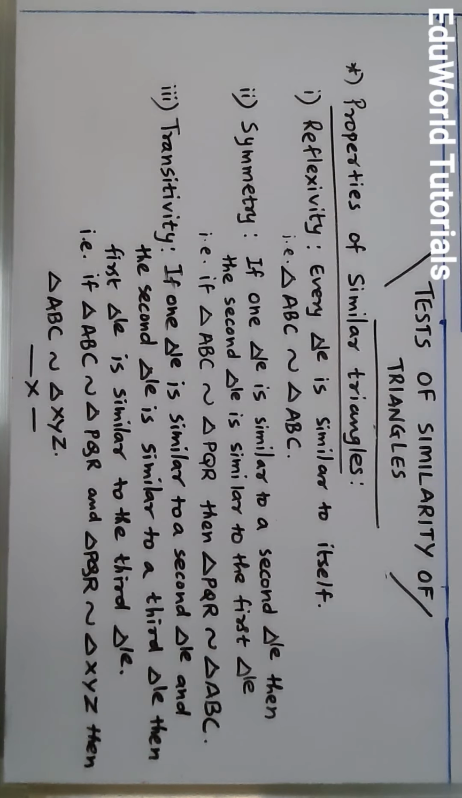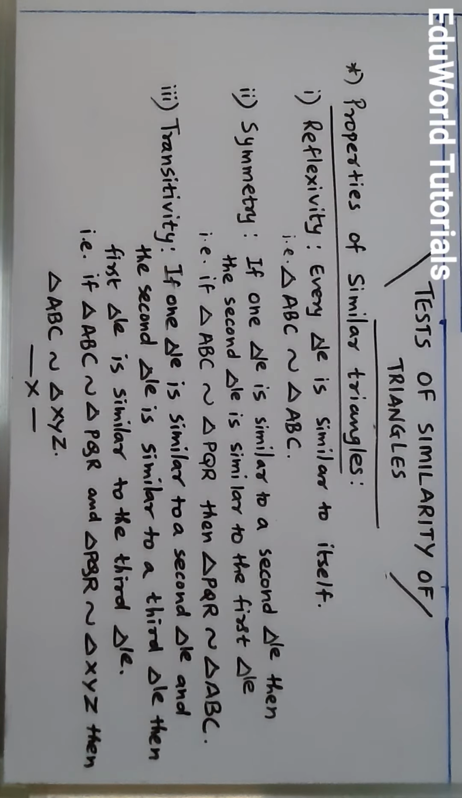So practice set 1.3 is based on these two things: one, the tests of similarity of the triangles, and two, properties of similar triangles. Most of the part of practice set 1.3 is based on the tests of similarity of triangles, that is AAA test or AA test, second SSS test, and third SAS test.